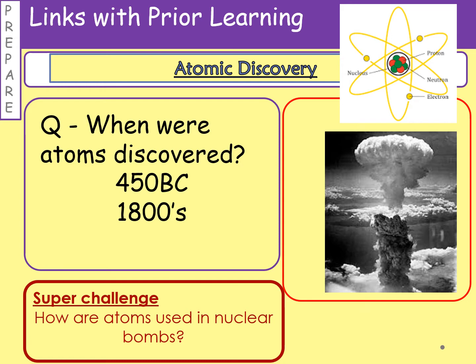The super challenge, well done if you've had a go at this. Have a look at the picture for some inspiration. There's a big mushroom cloud there. How are atoms used in nuclear bombs? Well, nuclear bombs are also called atomic bombs because it's the atoms inside of them that release the energy that is given out when a bomb explodes. It's the nucleus inside of the atom that is split by a subatomic particle. And when the nucleus is split, it gives out that huge burst of energy that we see in nuclear bomb explosions. But that happens many times over inside the bomb, which causes the big explosion.